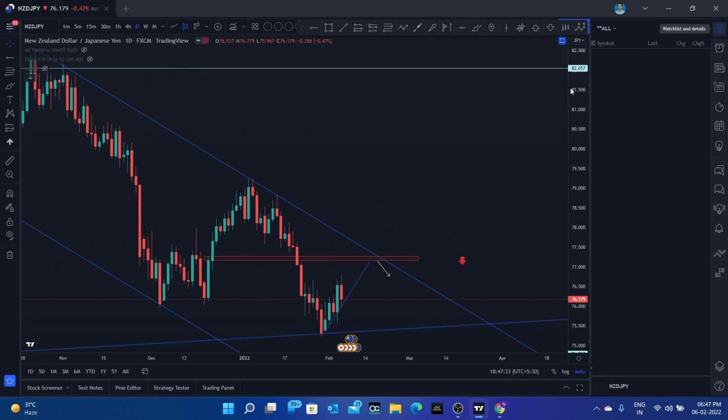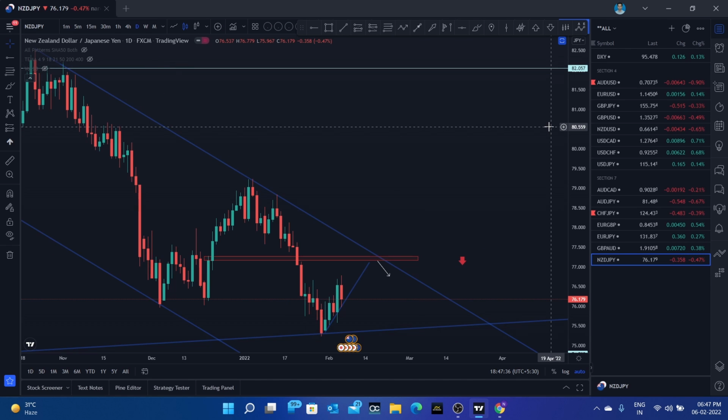So this would be the last pair for the analysis, and we have done all the major pairs and the pairs I'm trading. So try to give some feedback, guys, and I'll be more than happy to address your feedback. And I hope I'll be having some really good trades this week as well, guys.